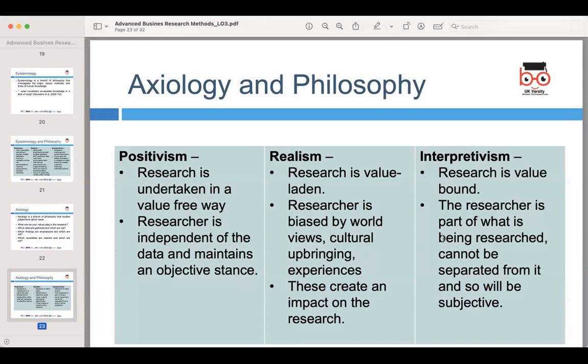In this, research values are considered intrinsic to the research process. The researcher cannot be separated from what is being studied, and therefore subjectivity is embraced. Interpretivism recognizes that individuals and groups have unique experiences and interpretations of the world, which are influenced by their culture, language, and social interactions.